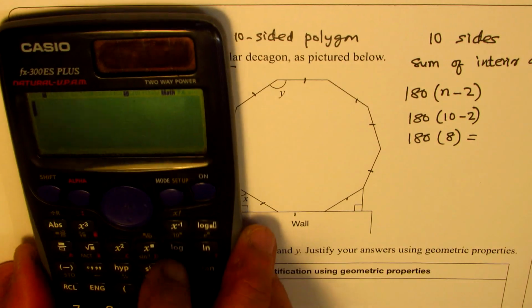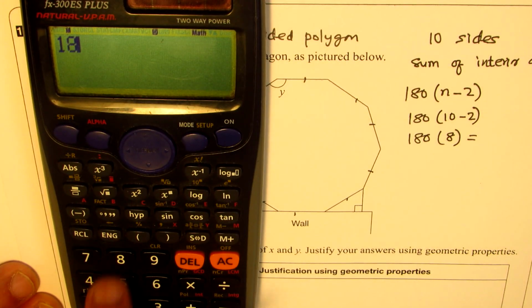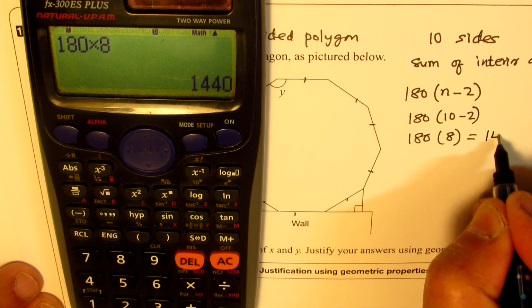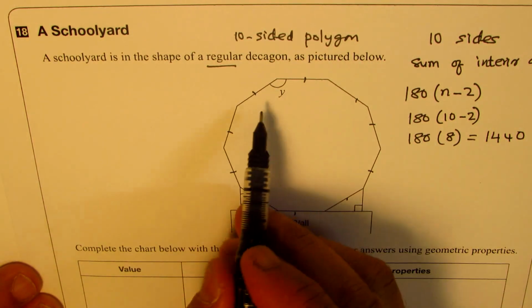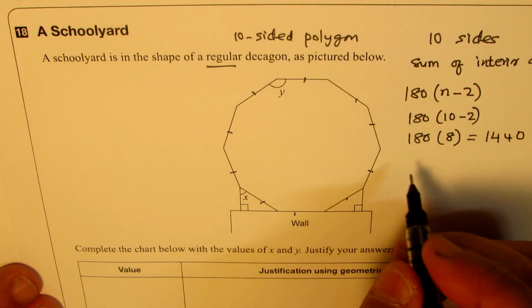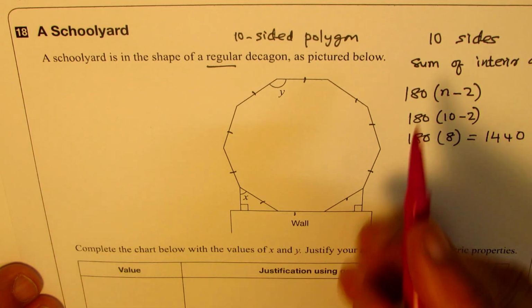All right, so let's multiply. We get 180 times 8 as our sum, 1440, right? This is the total sum. Now how much is y? All are equal angles, right? Regular means equal angles.